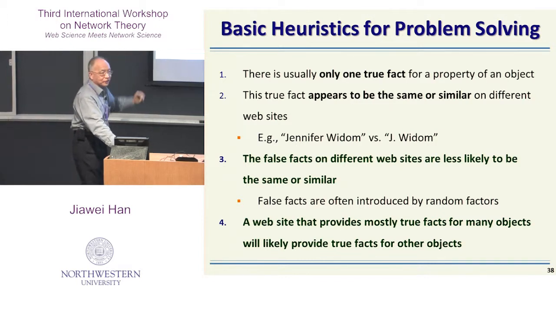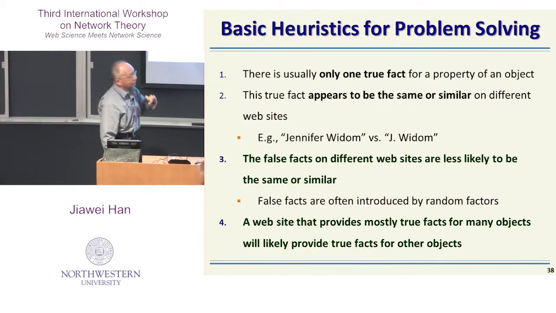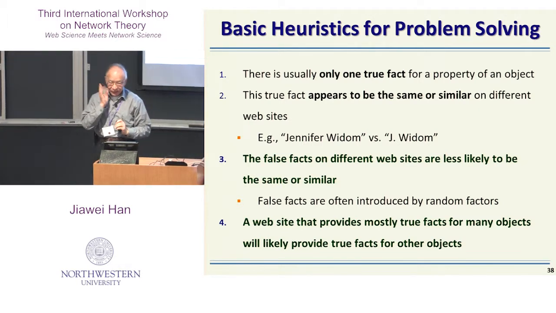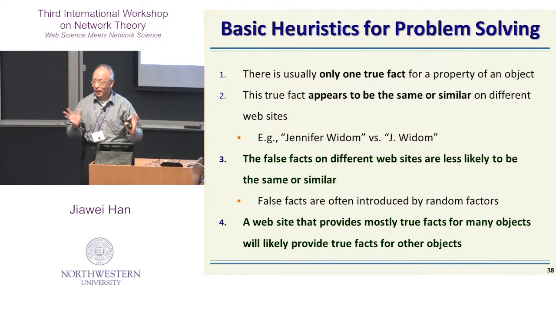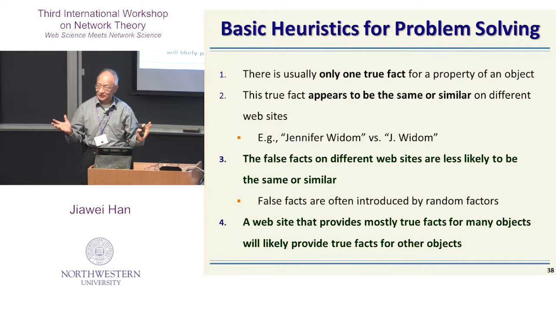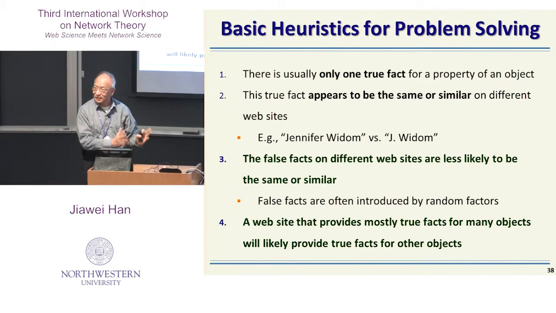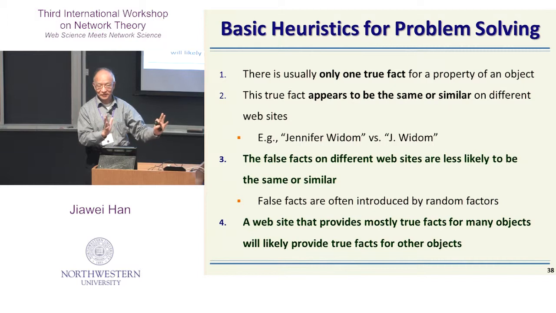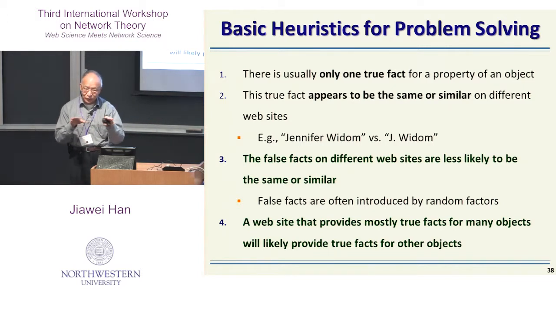But 3 and 4 are actually critical. 3 says the false facts of different websites are less likely to be the same or similar. If a police officer catches 3 thieves who robbed a bank, do you think the police will say, let's have a panel discussion to see what happened? Never. The police isolate them and question them one by one. Why? Because they know if people lie, likely they lie differently, in most cases. So police try to find which one becomes consistent, which one is really dispersed.